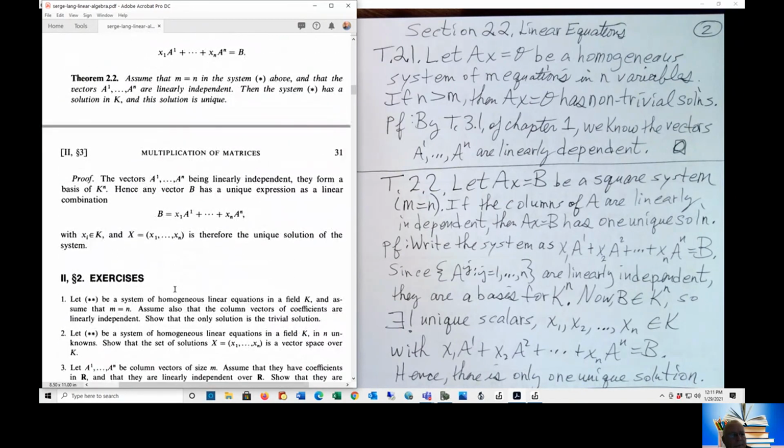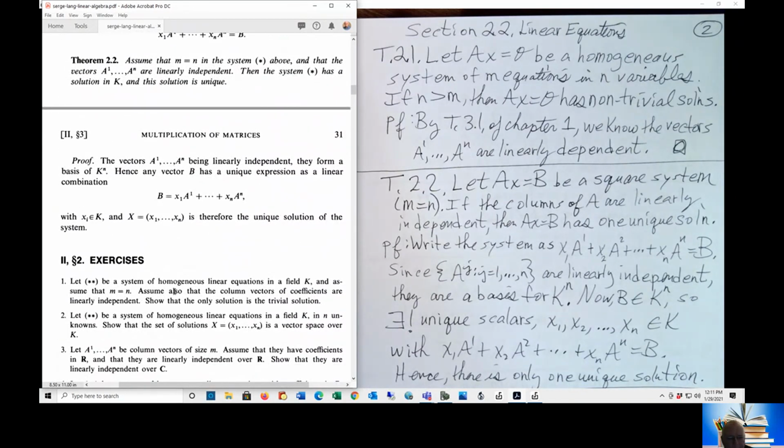theorem 2.2, we have the following. Look at the non-homogeneous system, AX equal B, all right? But let it be a square system, that is M equals N, okay? Now, if the columns of A are linearly independent, then AX equal B has only one unique solution.